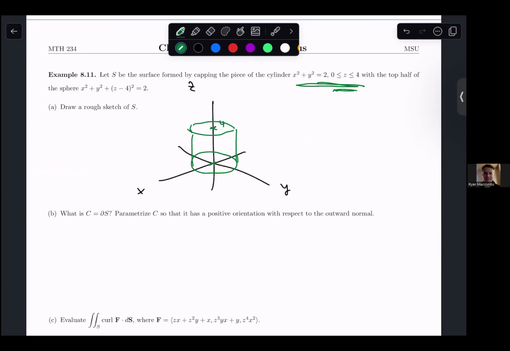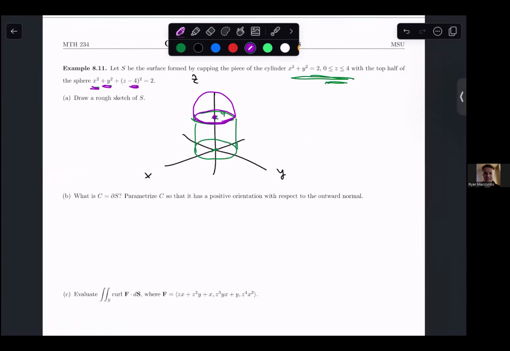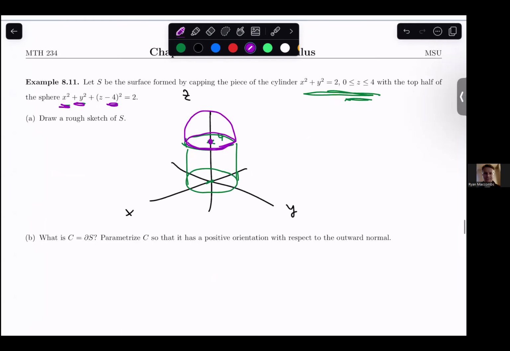Okay. And then we also have something on the top, right? With the top half of the sphere, x squared plus y squared plus z minus 4 quantity squared equals 2. So this would be a sphere that is centered at 0, 0, 4. So that's actually, and maybe I'll use purple for this one. So it's going to be up here. And it looks like the radius of that sphere is also √2. So if I was to draw the sphere, we'd have something that looks like this. And again, it's only the top half. All right, so that right there is my surface.